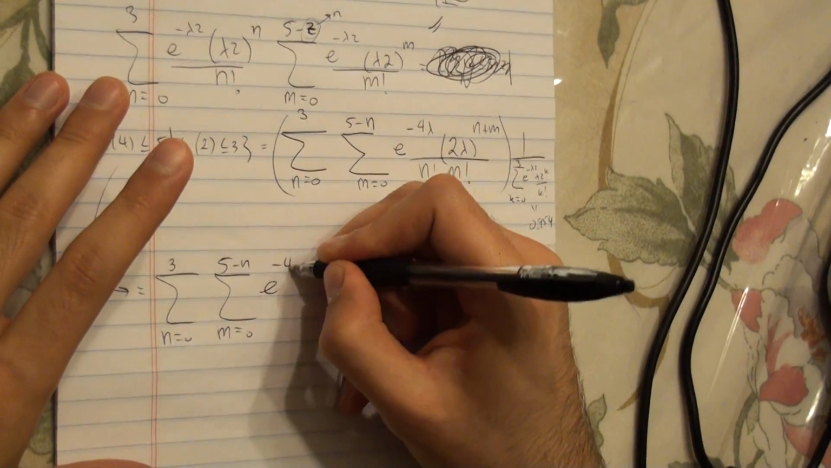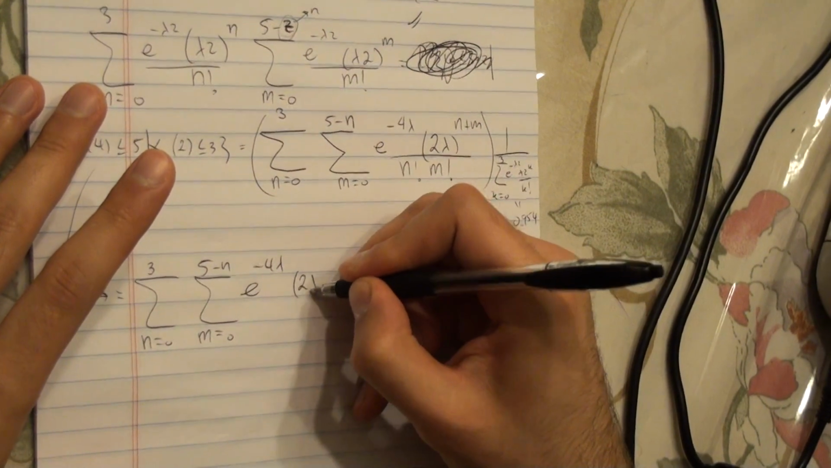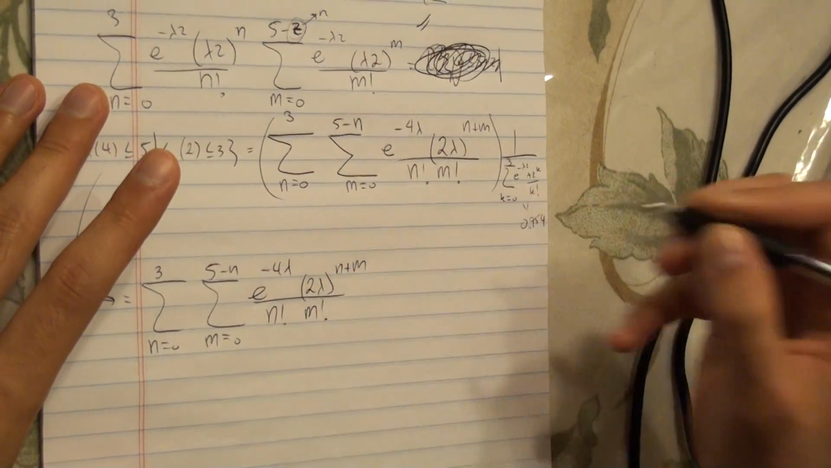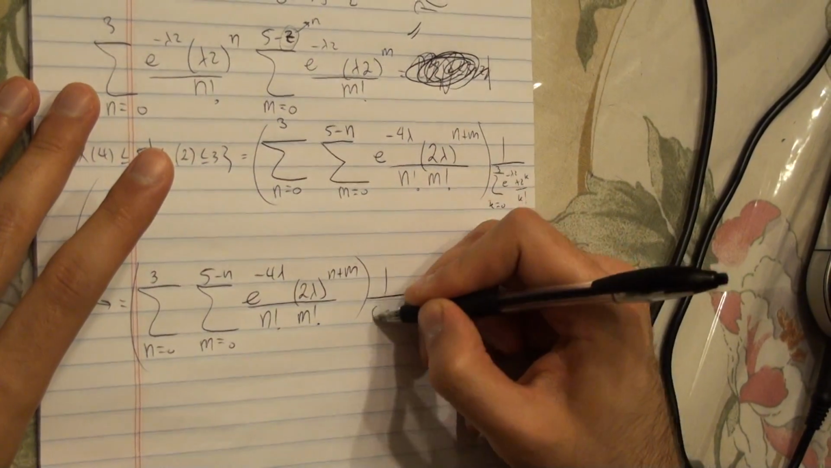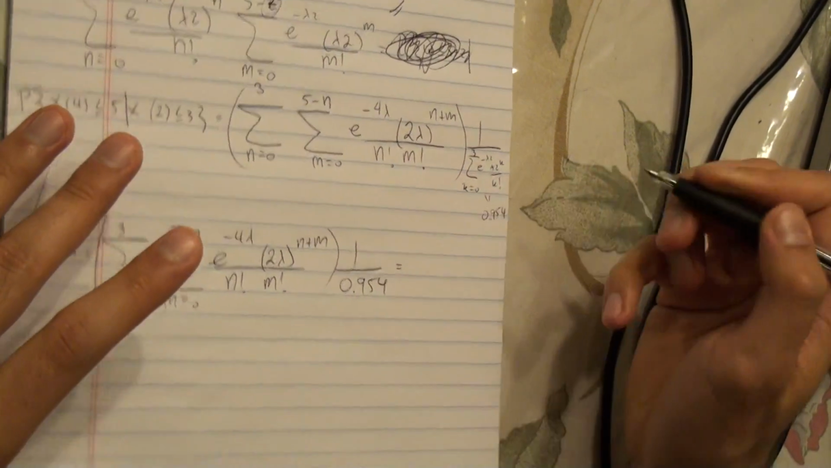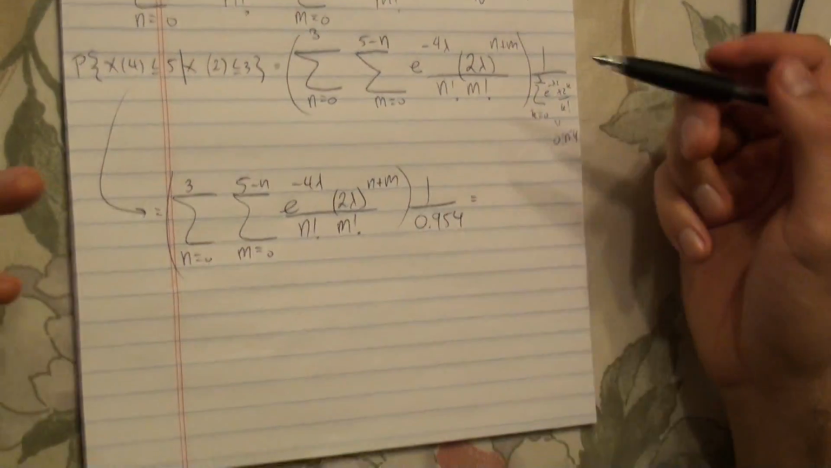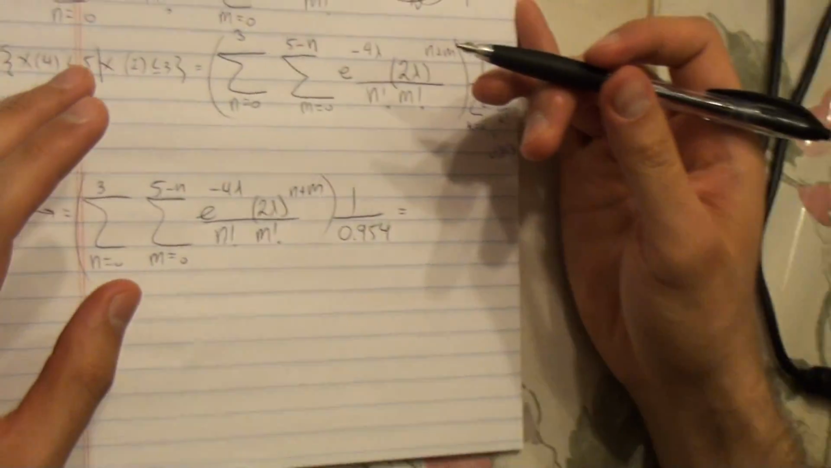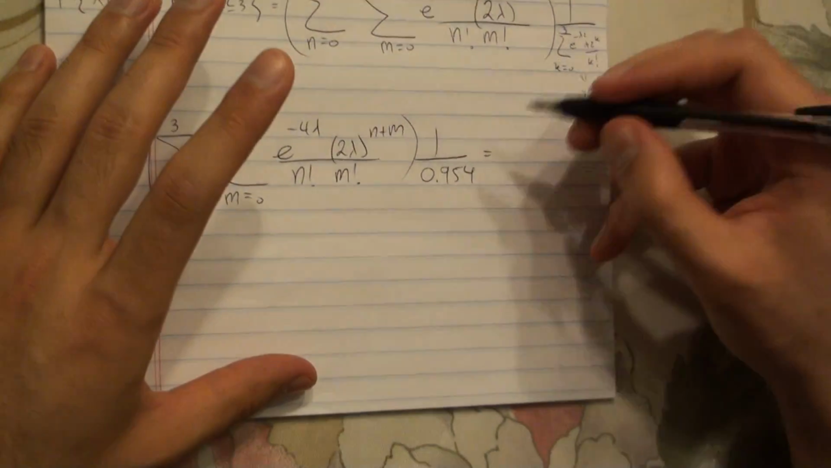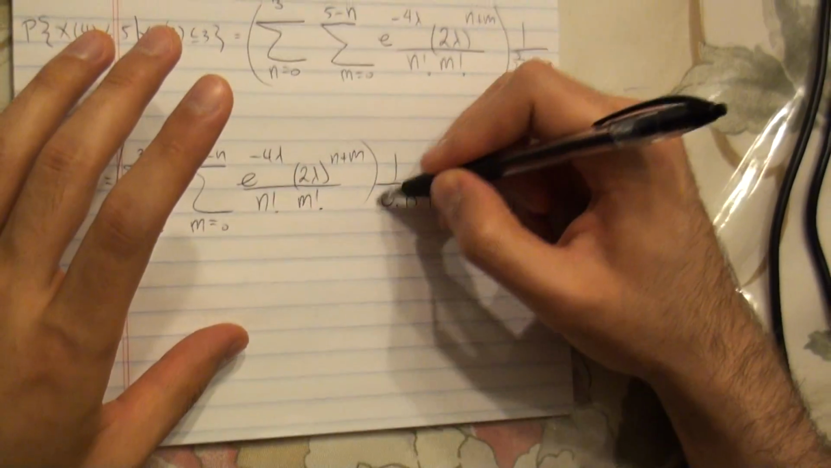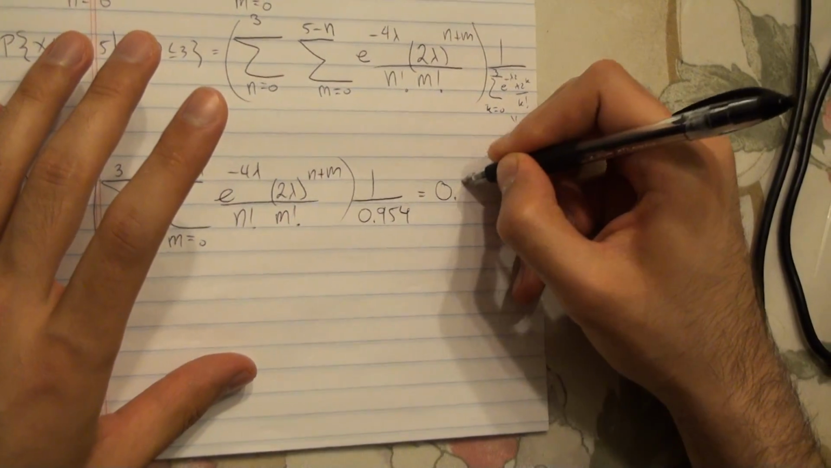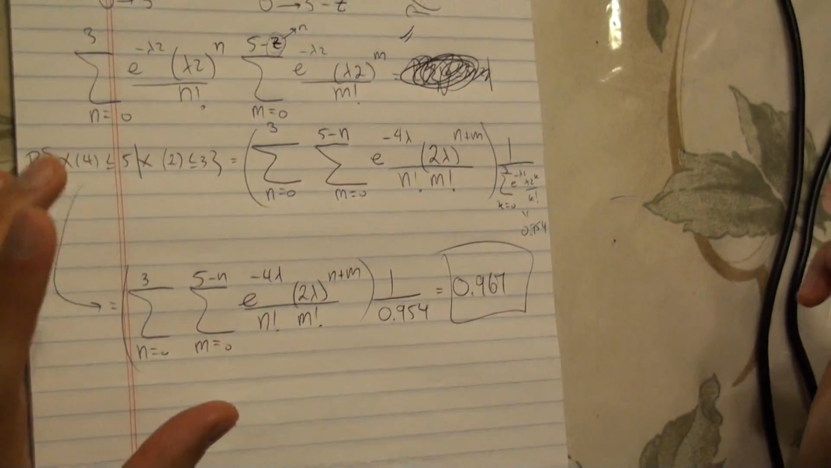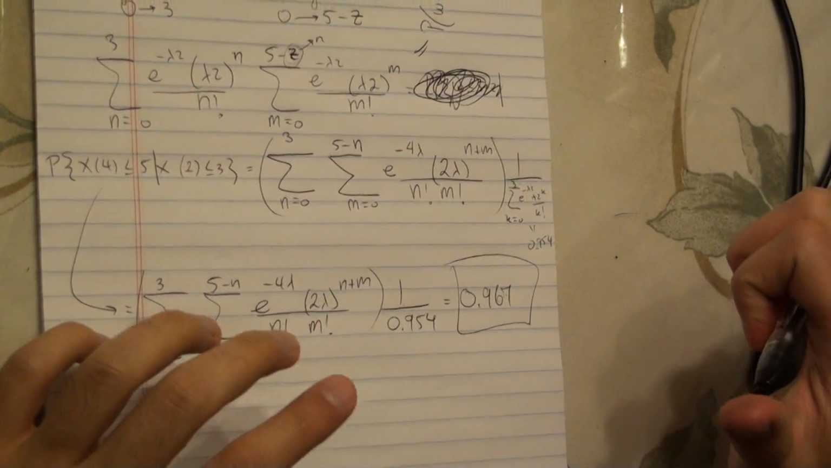So I'm just going to write it again: e to the minus 4 lambda times 2 lambda to the n plus m over n factorial m factorial, times 1 over 0.954. Now you can use MATLAB or Python or whatever you want and code this, and after you run the program, you will get that this summation divided by this number gives you 0.967. So that's the probability. This conditional probability is equal to this, and that completes the problem.